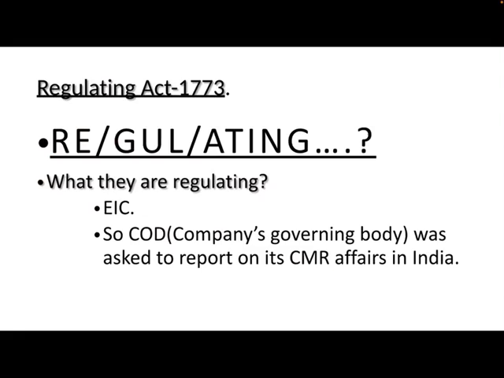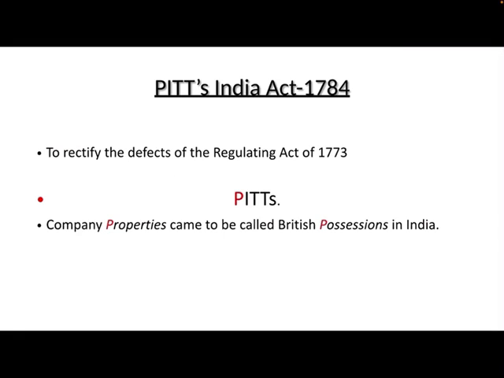So next we are going on to the Pitt's India Act of 1784. So why was this act introduced? To rectify the defects of the Regulating Act of 1773. That is the simplest thing. They passed the Regulating Act. After some time they found there are some defects in it. They wanted to correct it. So they introduced Pitt's India Act.